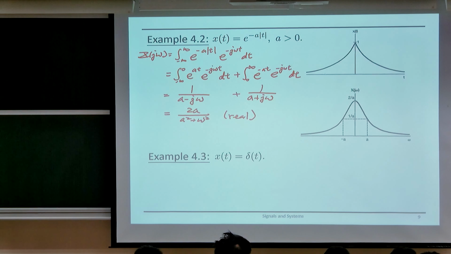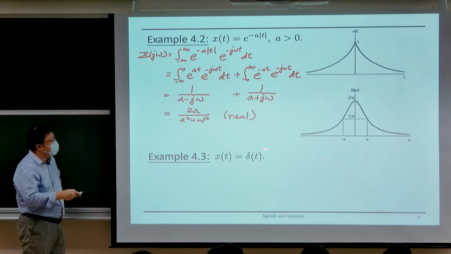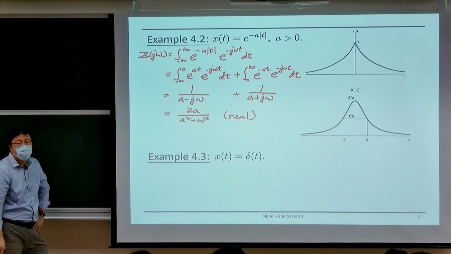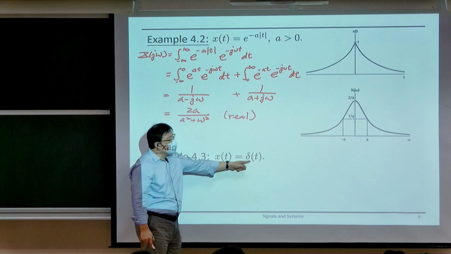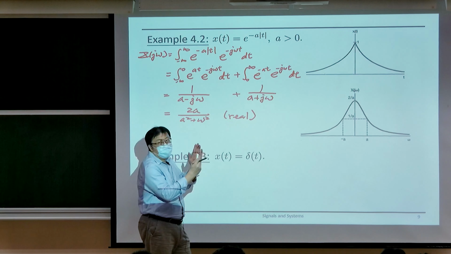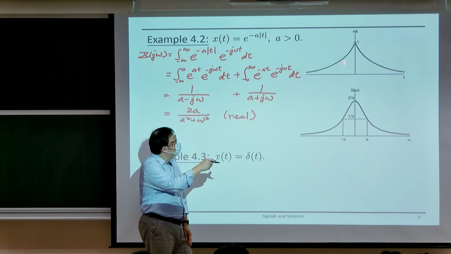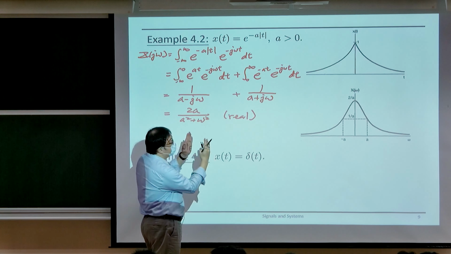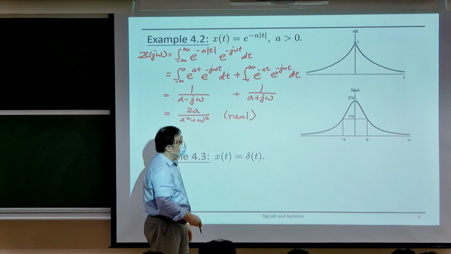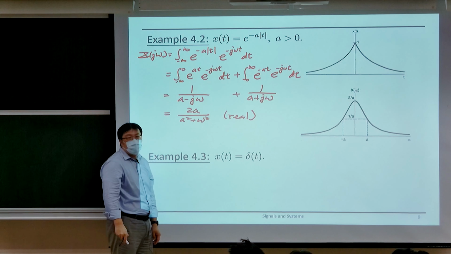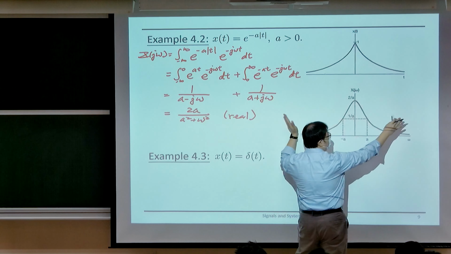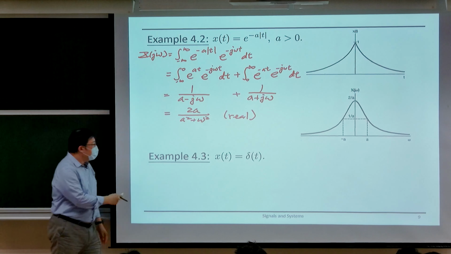Right. Now, in this next example, we have x of t that is a unit delta function, a unit impulse function. A unit impulse is like an ultimately narrow signal in time. So if this is ultimately narrow in time, then what would you expect in the frequency domain? Yes, you would expect something that extends to infinite frequency. And that is indeed the case.